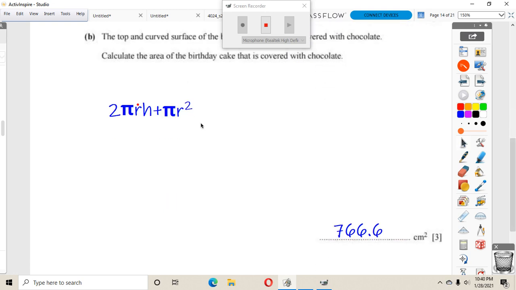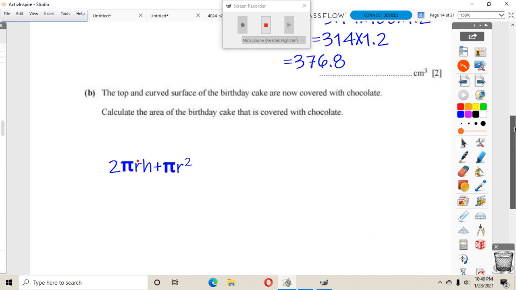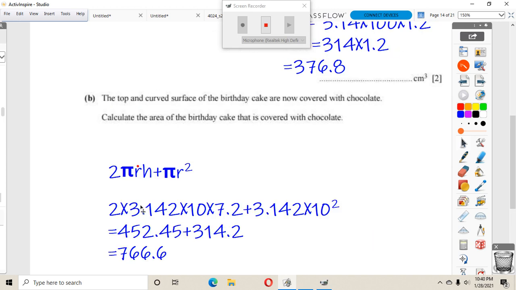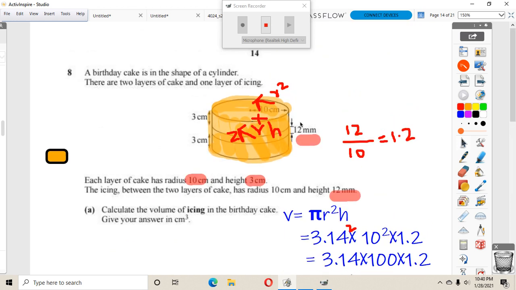Okay, when we substitute the values over here, we have 2 times pi 3.142, then the radius is 10, and then the height is 7.2. How do we know the 7.2 over here? Because we have 3 plus 3 is 6, plus 1.2, which gives us the total height of 7.2.